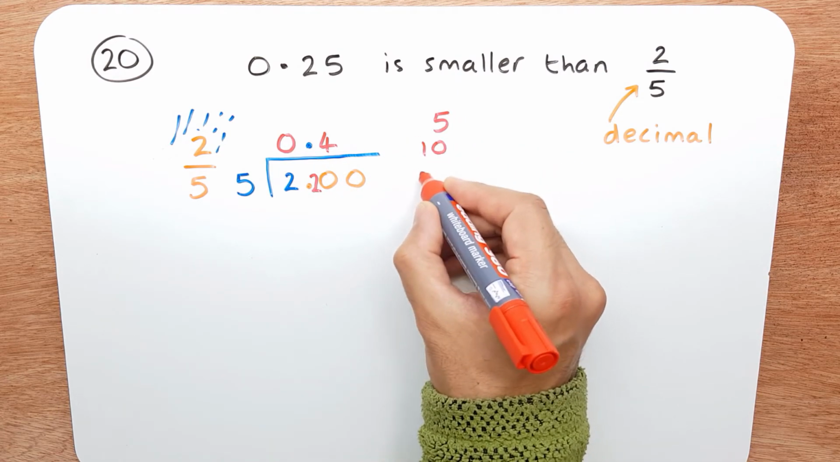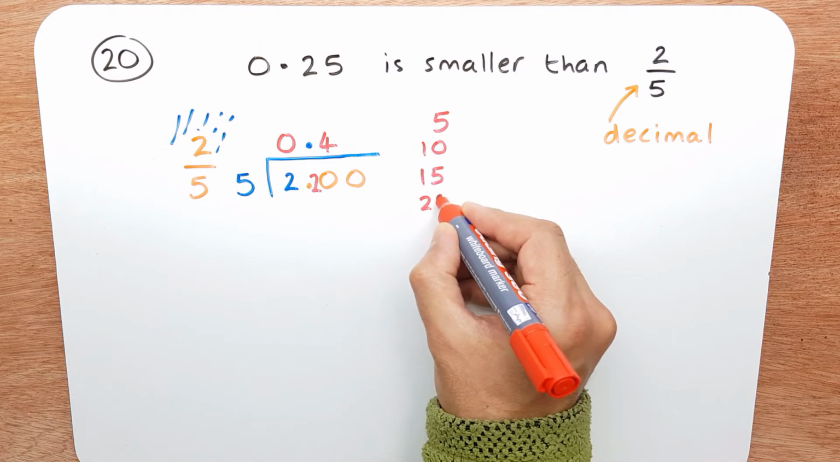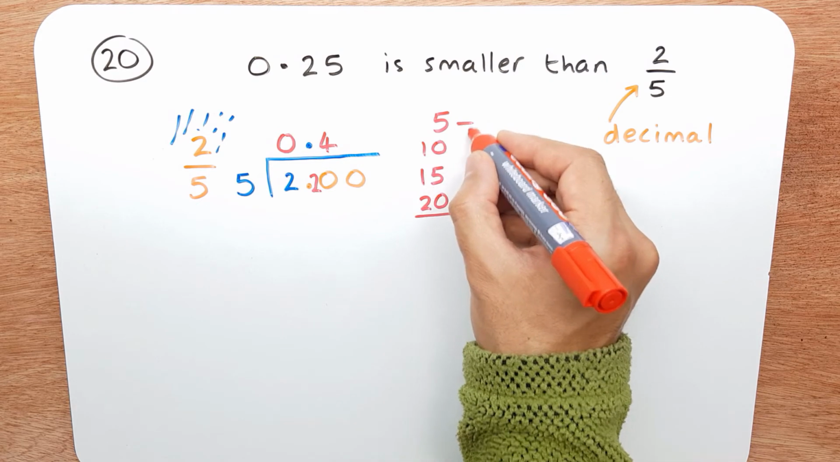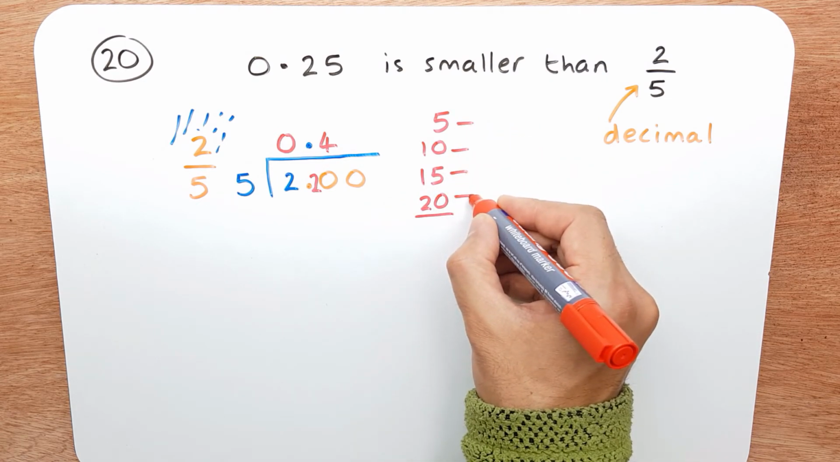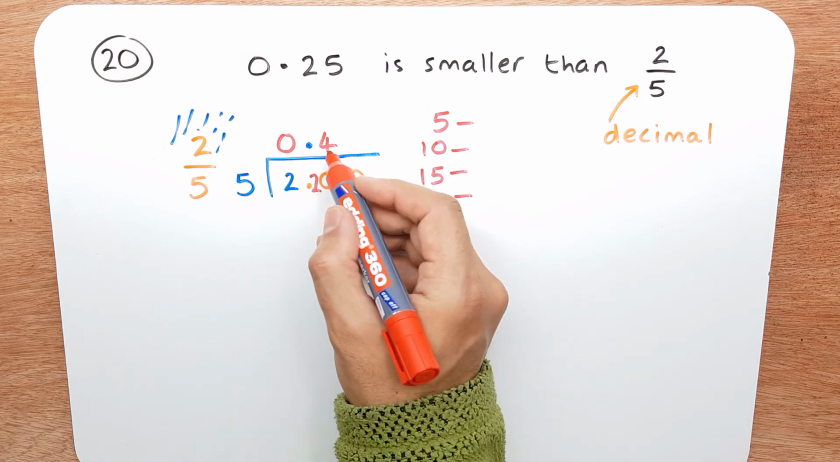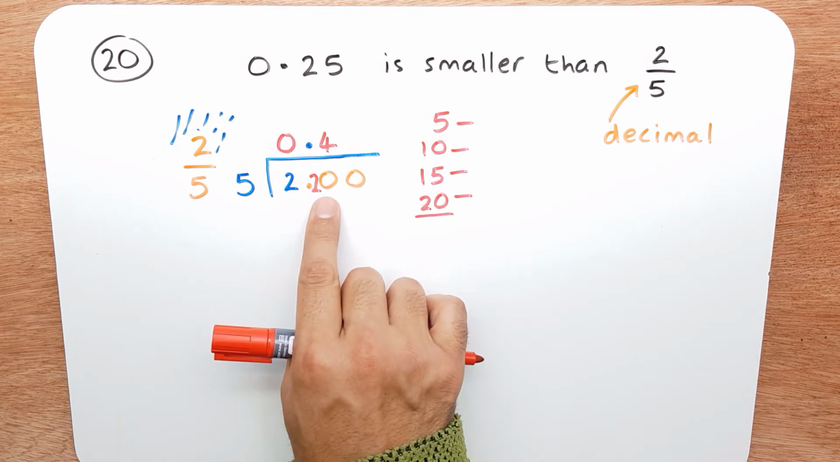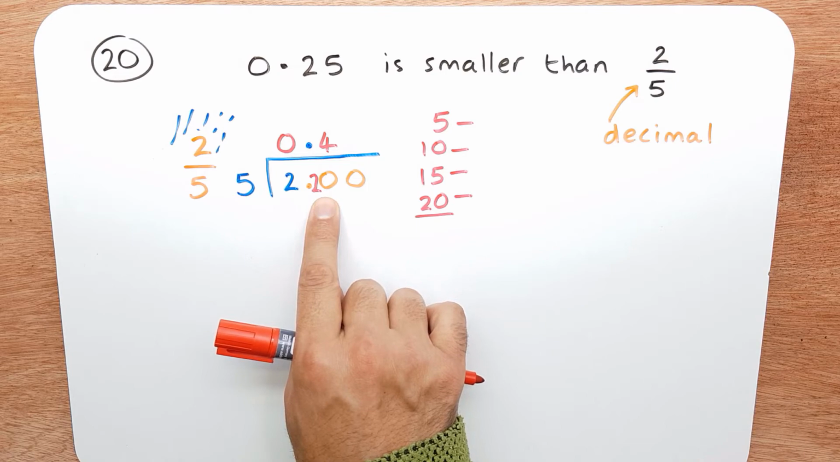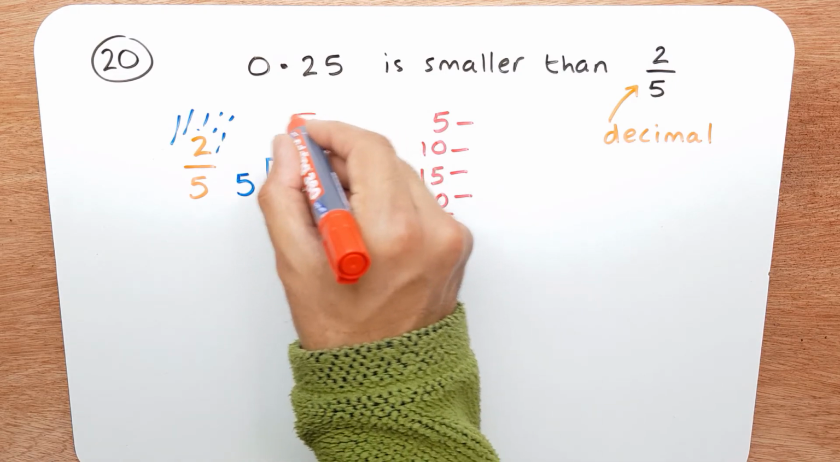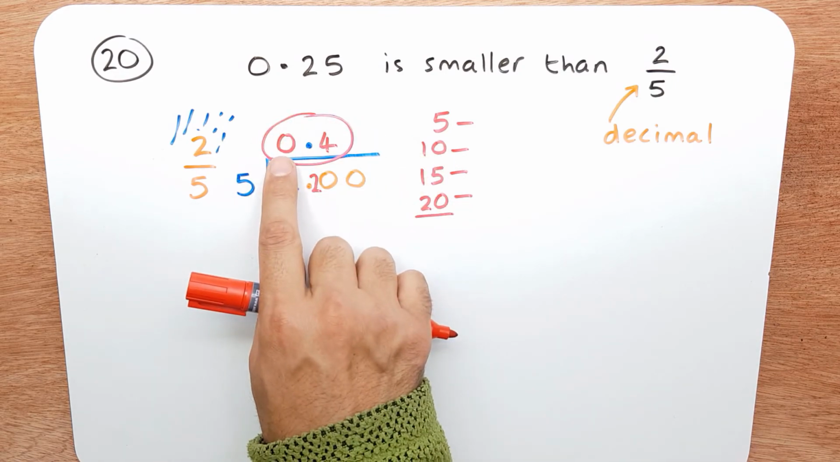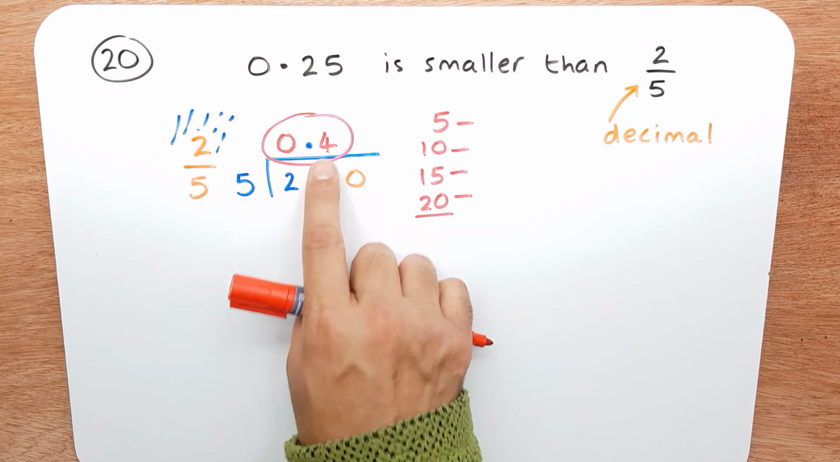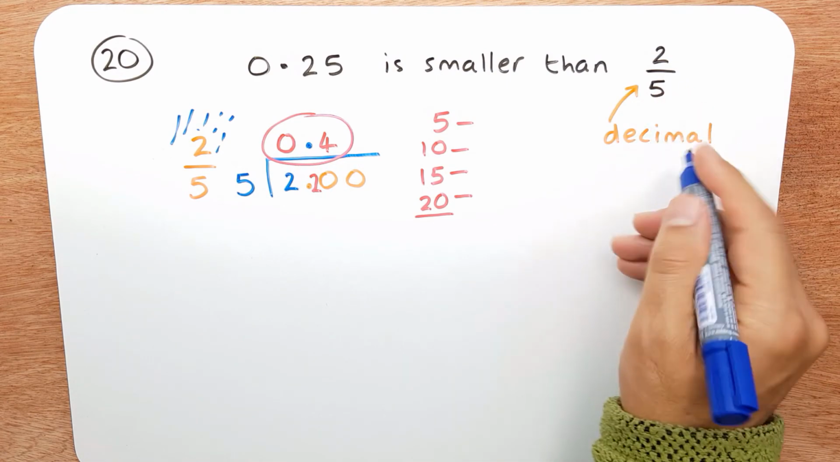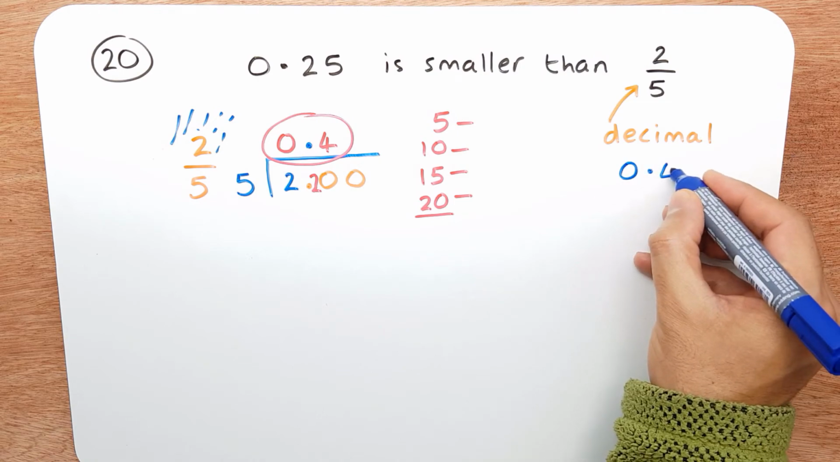5, 10, 15, 20. I can stop there. 1, 2, 3, 4. So I've got 4 there. Because I've got no remainder, I can stop here. So my answer is 0.4. So that there is 0.4.